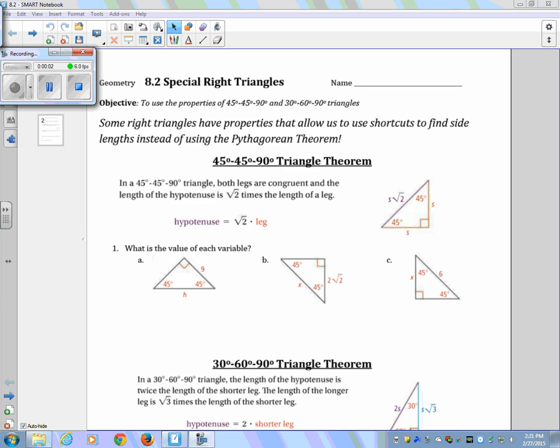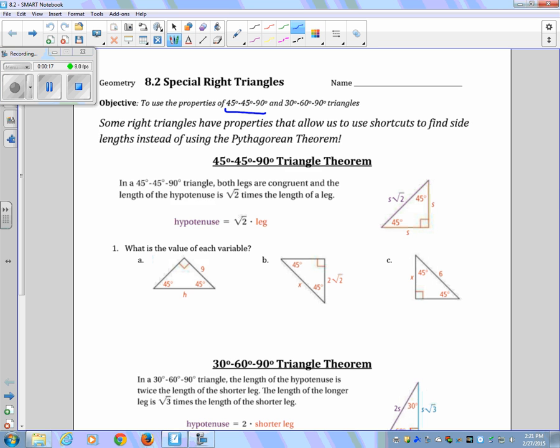Hi, this is Mrs. Myers, and today we are going to be learning Lesson 8.2, Special Right Triangles. There are actually two types of special right triangles. One is called a 45-45-90 triangle, and the other one is called a 30-60-90 triangle.